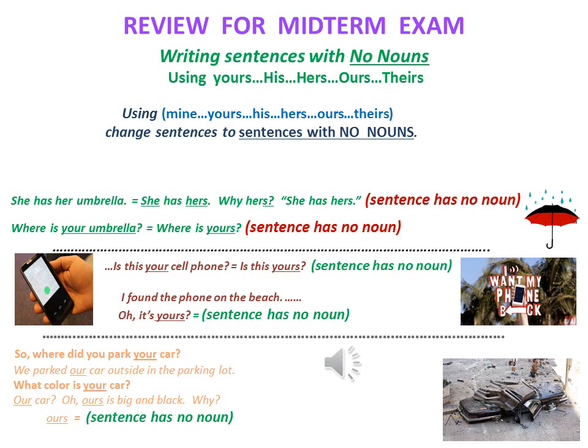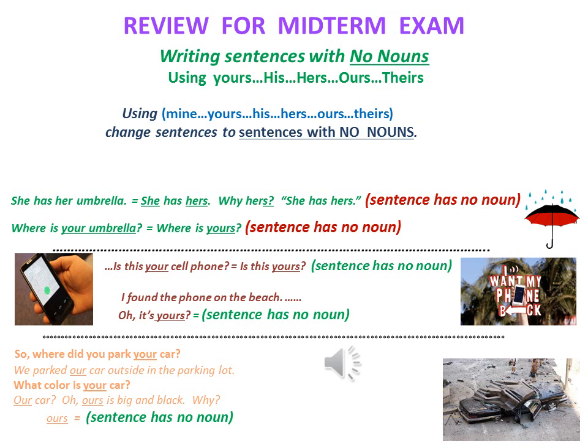She has her umbrella. Well, she has hers. You don't say umbrella, you're using hers. Why hers? Hers has an S. Well, it's a possessive. The umbrella is hers. It belongs to her. Why S? Well, it's a possessive pronoun, and it has no noun. The sentence has no noun.